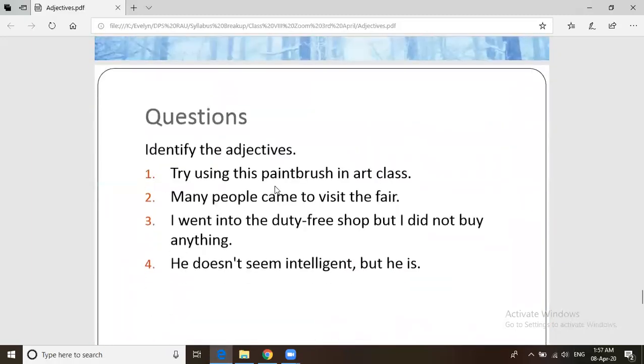All right. Now, a few exercises which are a part of this presentation. You have to identify the adjectives used here. Try using this paintbrush in art class. Many people come to visit the fair. I went into the duty-free shop, but I did not buy anything. He doesn't seem intelligent, but he is. So, can you guess which are the adjectives in these sentences?